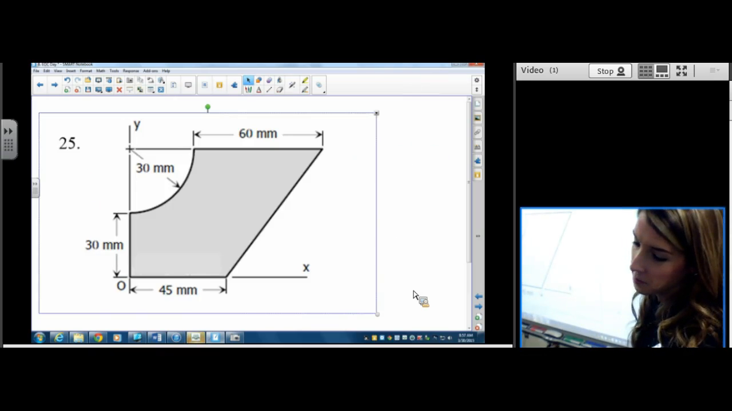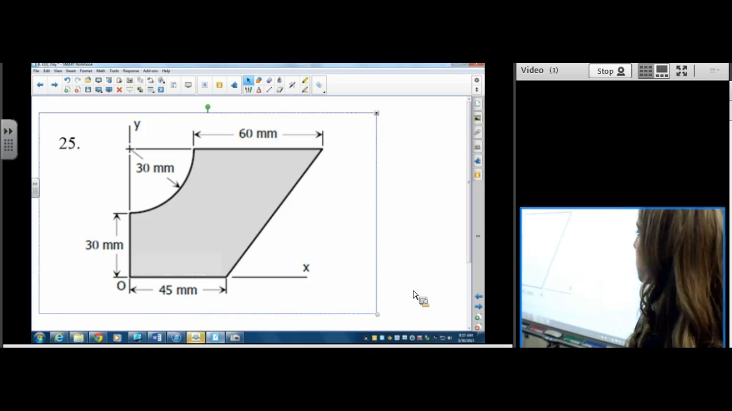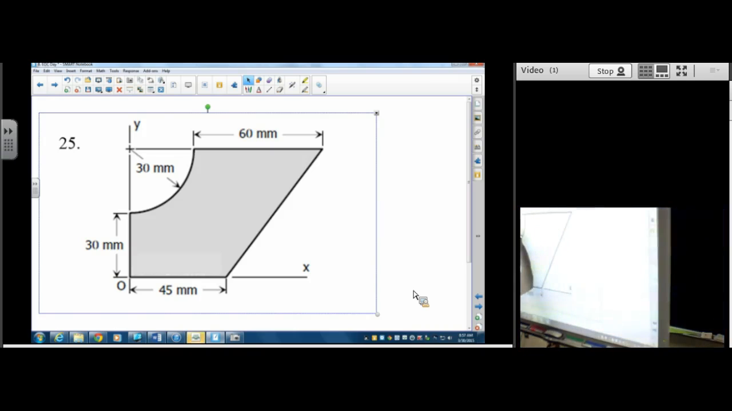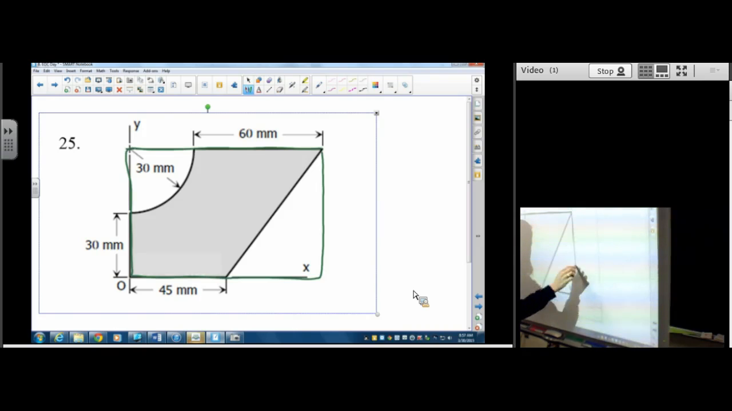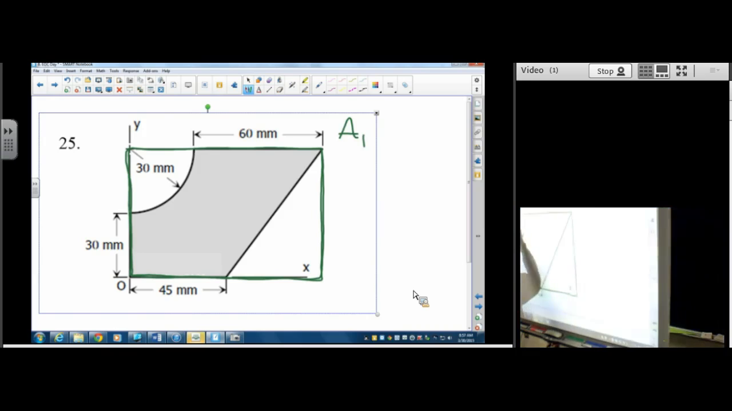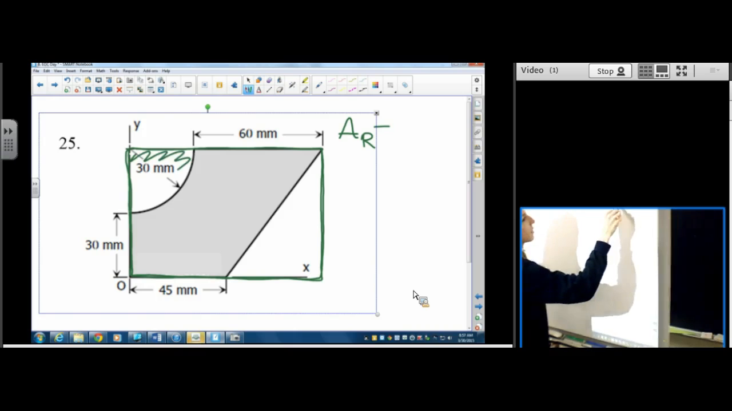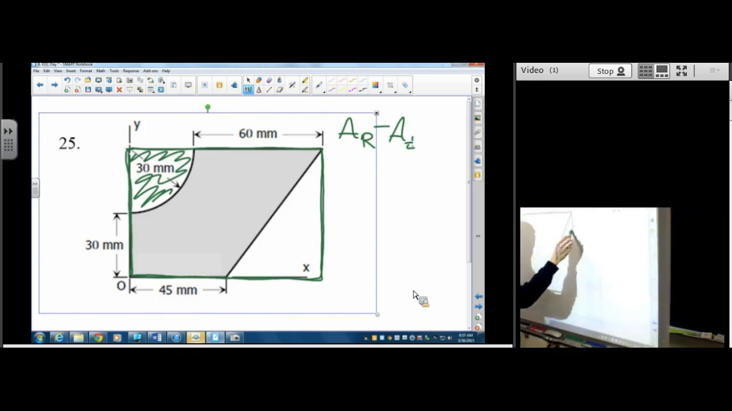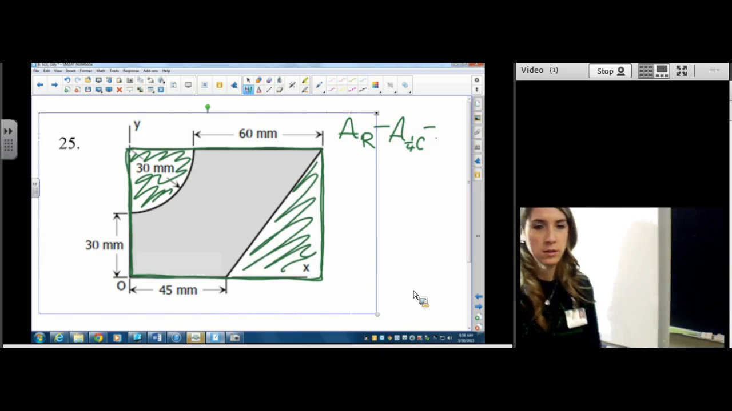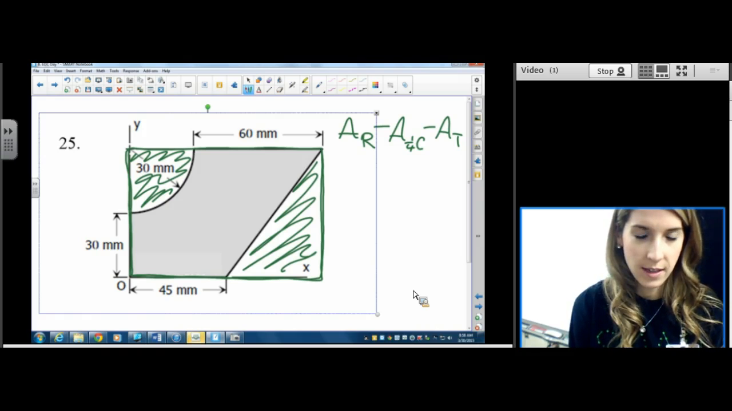So what is going on here? How are we going to do this one? I actually recommend on this one that we do this rectangle, that rectangle, the area of the rectangle minus, just like you said, the area of 1/4 of a circle minus the area of a triangle. That's what I would recommend on this one.